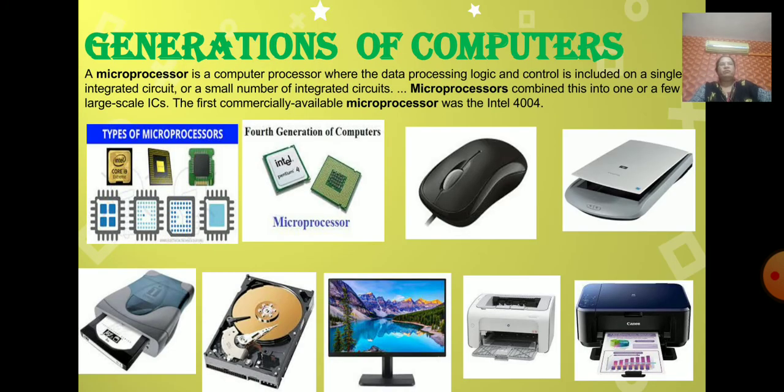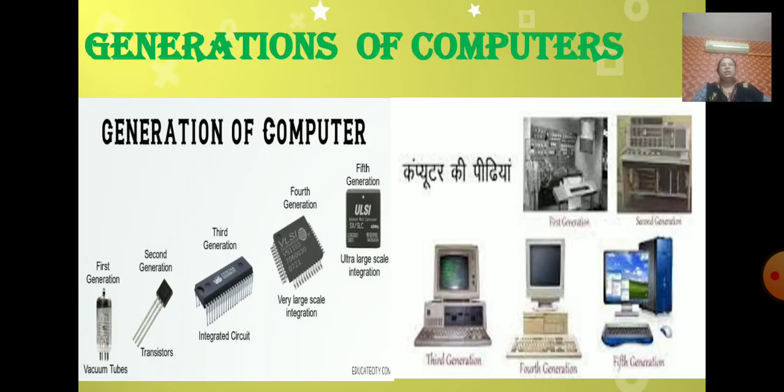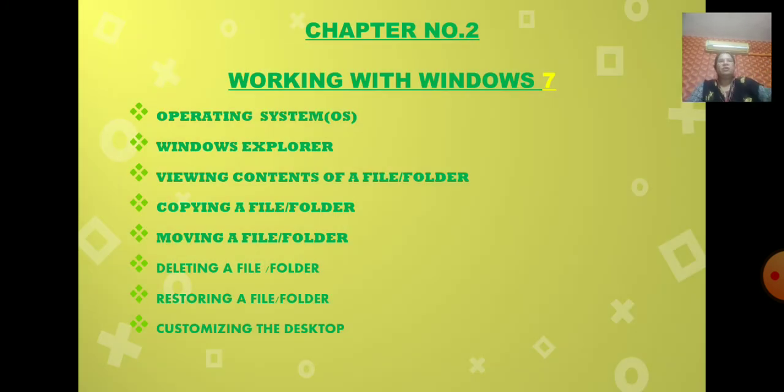And in the fourth generation computer, what is the input here? Mouse, scanner, keyboard, these are all input devices, and you can see output devices, monitor, printer, right? And what is artificial intelligence? Artificial intelligence refers to the simulation of human intelligence in machines that are programmed to think like humans and mimic their actions. So these are the generations of computers.